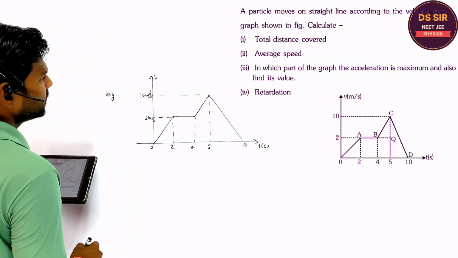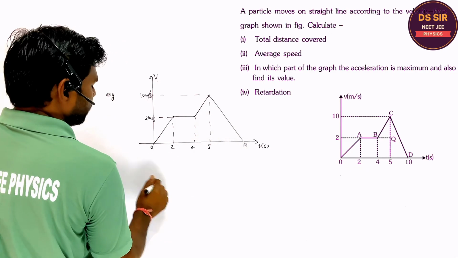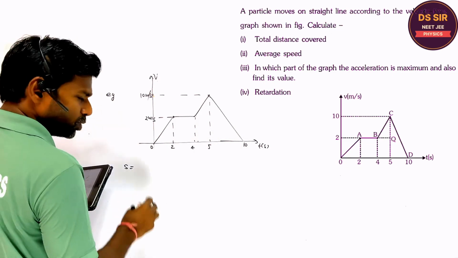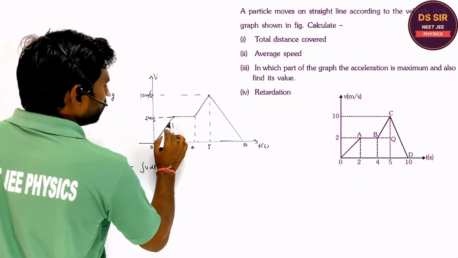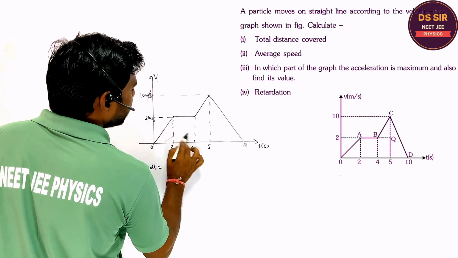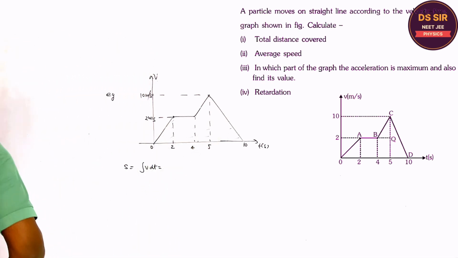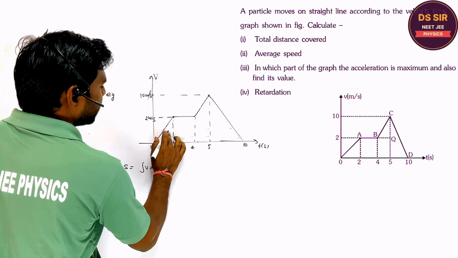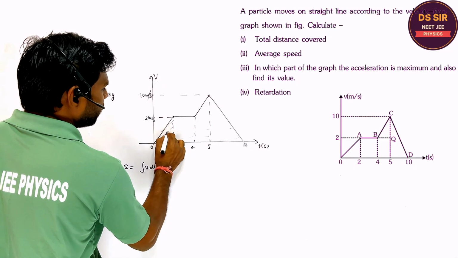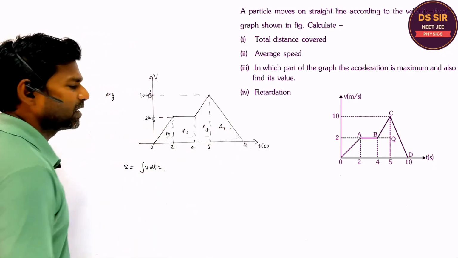Now the total distance covered. This is the velocity and time graph. The displacement or the position is given by the area under the VT graph. So if you are able to find all the areas, you are able to find the displacement. Is it clear or not, you tell? So the total distance is nothing but the area. This is the S. This is the area A1, A2, A3 and A4 you have to find.